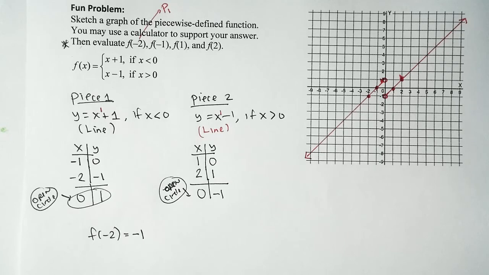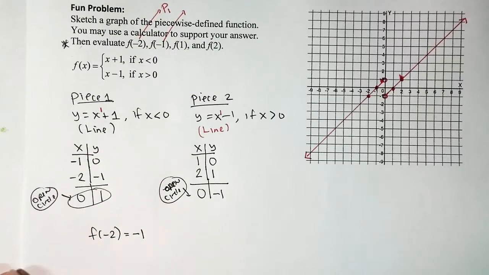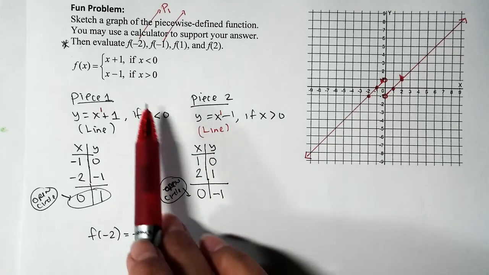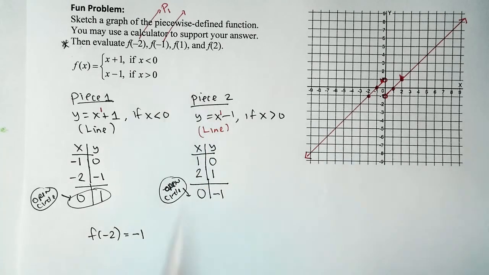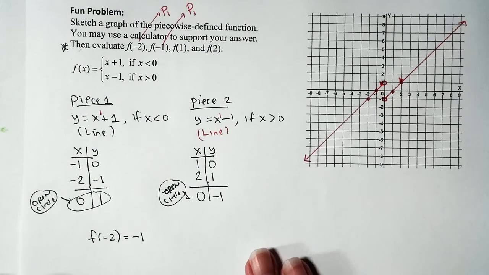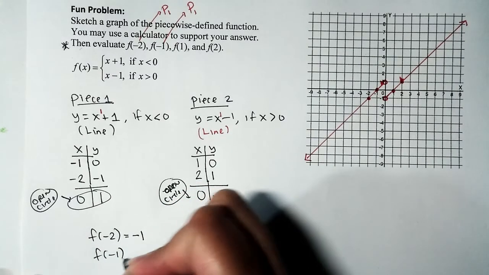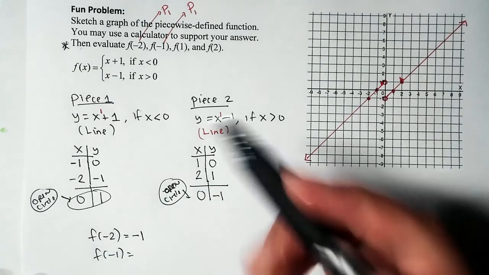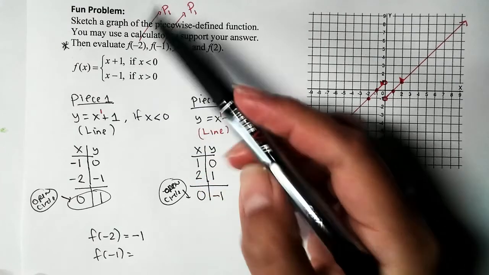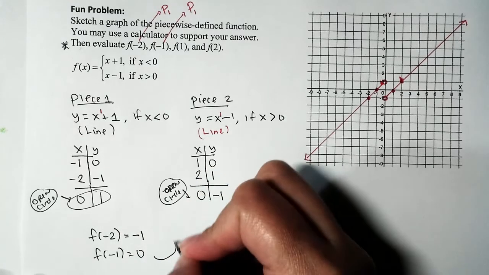When the input equals -1, -1 is also in the domain of the first piece. So let me just put P1. That's my own understanding that it's in the first piece. So that will give us f of -1. We'll substitute a -1 for x. -1 plus 1, I believe, is 0. Fantastic. I'm running out of space, so I'm going to start a new column.